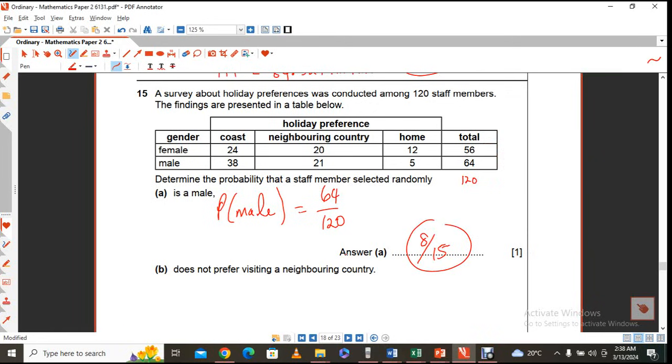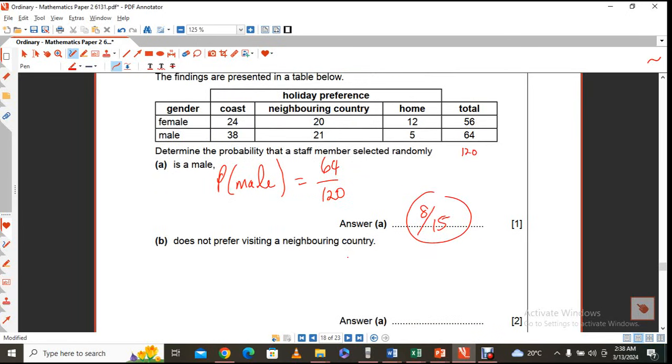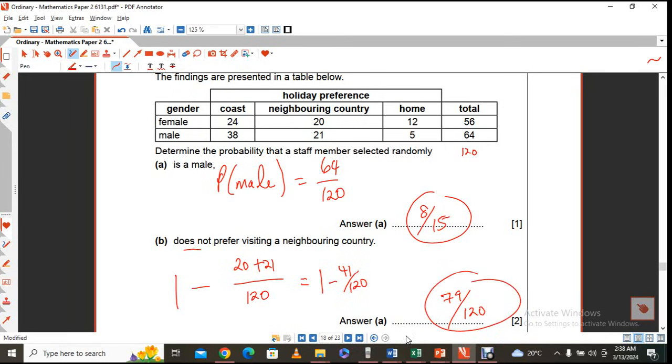And that is the answer for that particular part. Then they say determine the probability that a staff member selected randomly does not prefer a neighboring country. So the ones who prefer a neighboring country are going to be 20 plus 21, which is this part here, out of the 120. So does not, so I'll say 1 minus, okay? So if you punch that in your calculator, that will give you 1 minus 41 over 120, which is nothing but 79 over 120. Okay, give your answer like that, right?